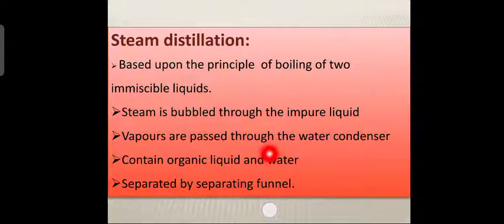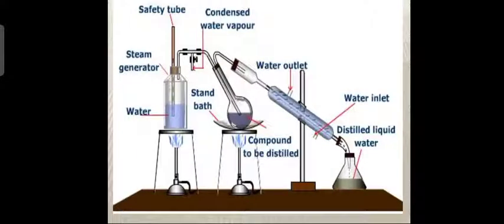You put the mixture in the separating funnel and open the tap of the funnel so that one layer will be in the receiver and the other layer will be in the funnel itself. That's how it is separated by a separating funnel. Next slide. This is the diagram showing steam distillation.